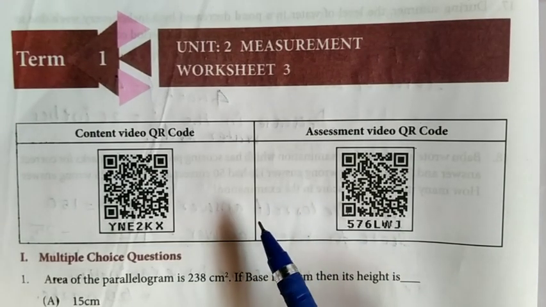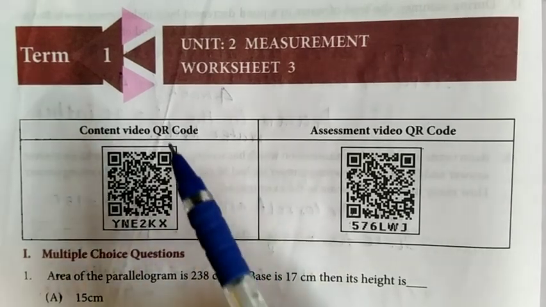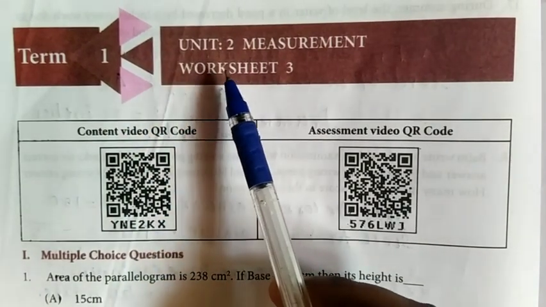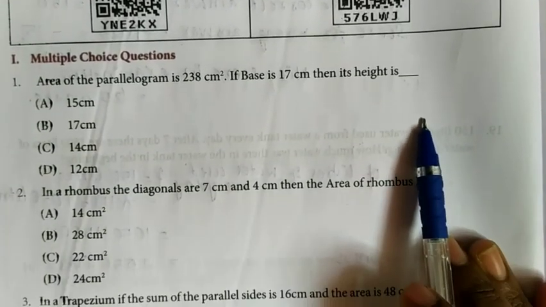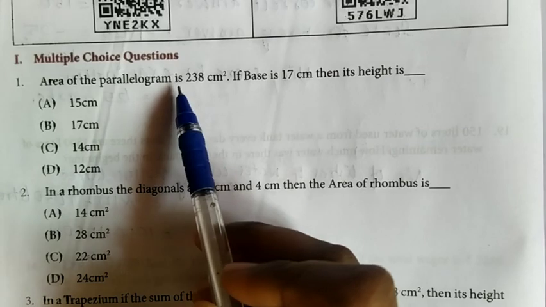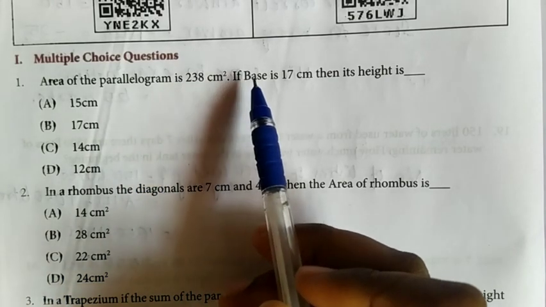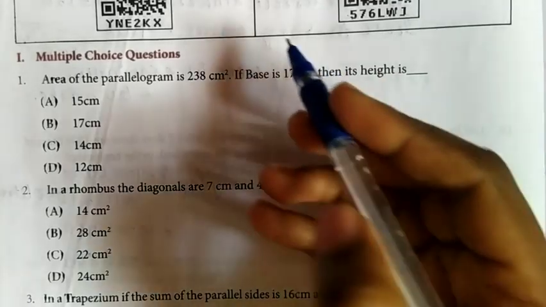In this video, we are going to solve the questions given in the 7th standard maths workbook, under Term 1, Unit 2, Measurement. Worksheet number 3, multiple choice questions. First question: the area of the parallelogram is 238 cm². If the base is 17 cm, then its height is what?